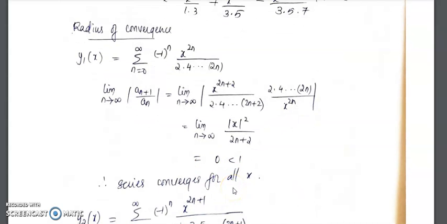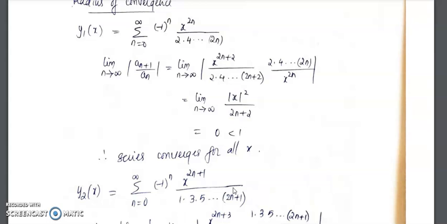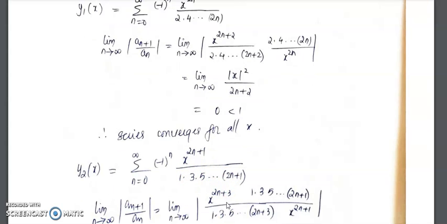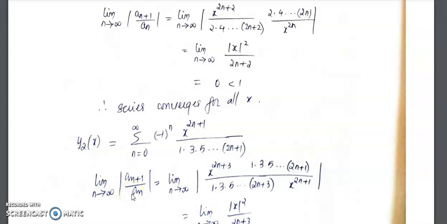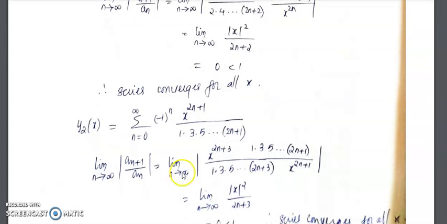So again for the second series, the second series can be written in the general form, summation n equal to 0 to infinity, minus 1 whole raised to n, x raised to 2n plus 1 by 1 into 3 into 5 etc. 2n plus 1. Again take limit n tends to infinity, mod a_(n+1) by a_n. So when we take the limit, 1 into 3 into 5 etc. 2n plus 1 will cancel off. So remaining you will have x square by 2n plus 3.